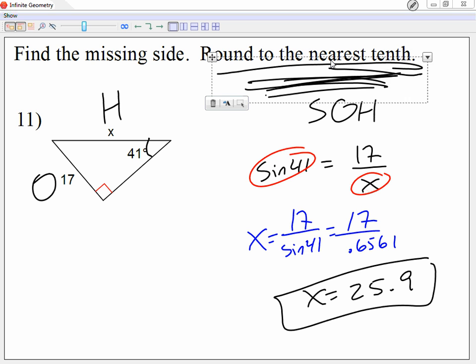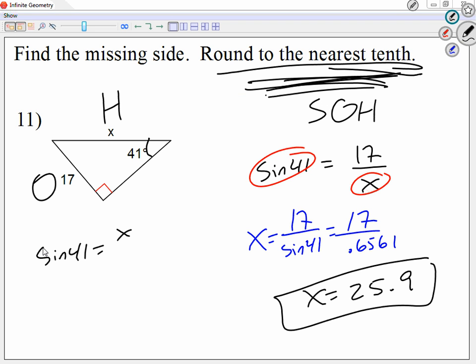Both sides. For example, I had sine of 41 is x over 17. The x was on top. Multiply both sides by 17, because then that fraction cancels out. Then I just go 17 times sine of 41, which I know is a decimal, multiply it, round it to the nearest tenth, and you're done. So if the x is on top, you multiply; if the x is at the bottom, you divide.